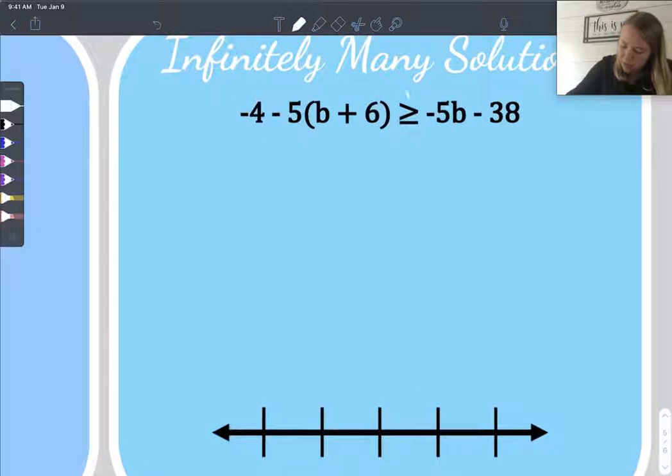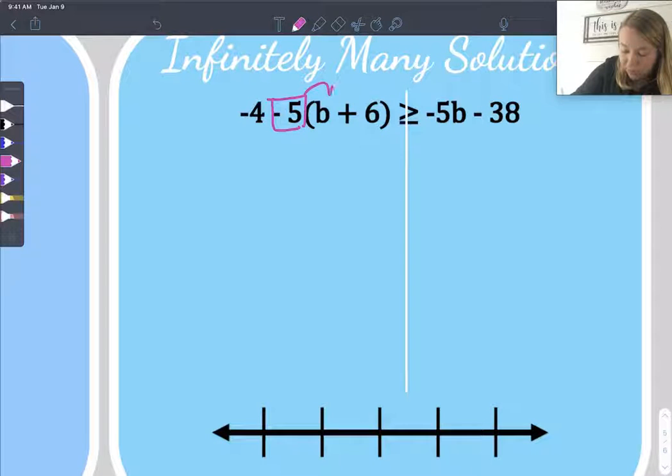I'm going to draw my line down my middle. And then I'm going to distribute. I really want you guys to be careful with this. You are not going to do -4 minus 5 first. That is not following the steps of solving an inequality. We have to distribute first. So we are going to take our -5 and distribute it. That -4 is only going to come down. We're not doing anything with it just yet. -5 times b is -5b, and then -5 times 6 is -30.